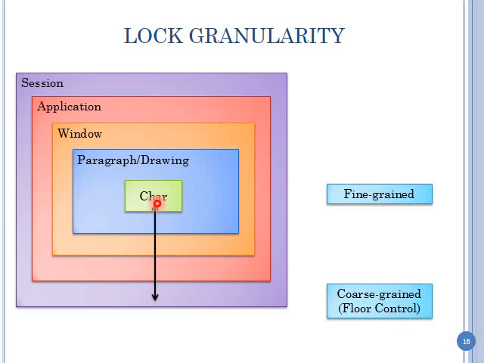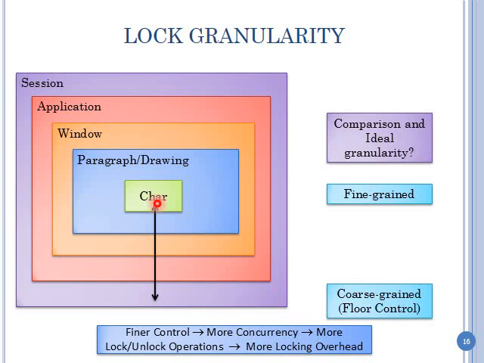Okay, so we can have a comparison and ideal granularity. Finer control means more concurrency, more lock-unlock operations, more chance for deadlocks, more locking overhead.